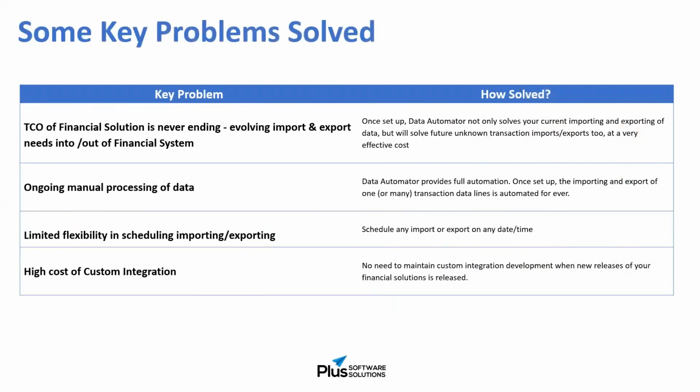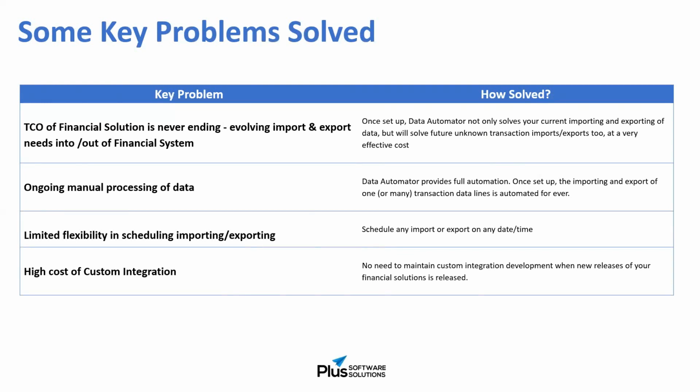Let's get moving. So these are some of the key problems we solve with Data Automator. Just reading from the left, the key problems. The reality is the total cost of ownership of a financial solution is just never ending. And that's because, amongst many other things, there's always an evolving bunch of imports and exports that need to, as I mentioned before, come into and out of the accounting system. And Data Automator solves that problem because it will automatically bring those imports into the accounting system, those known imports, but it will also solve future unknown imports and exports as well, and all at the same cost.